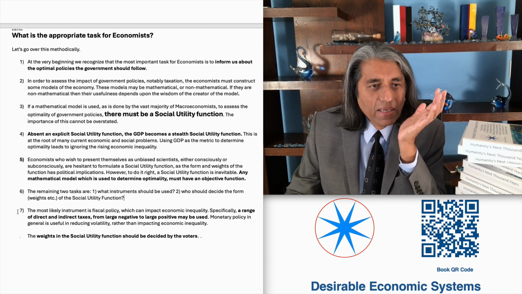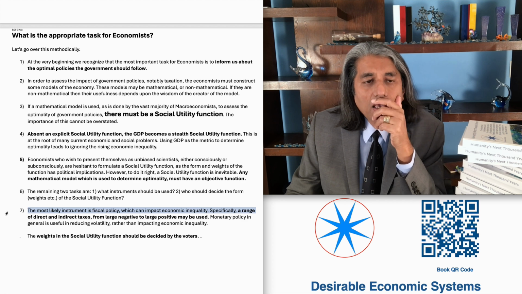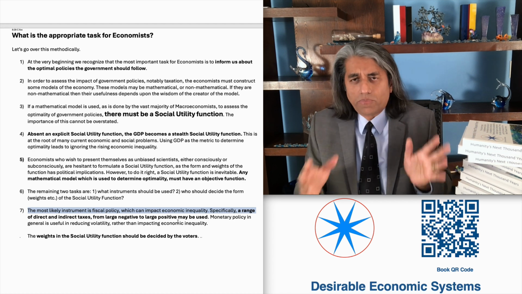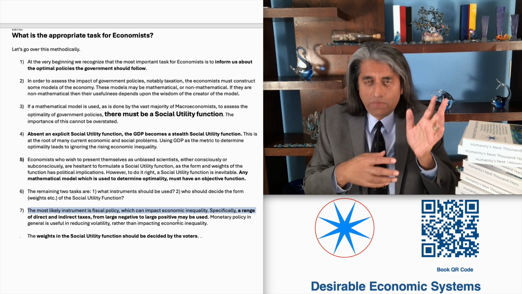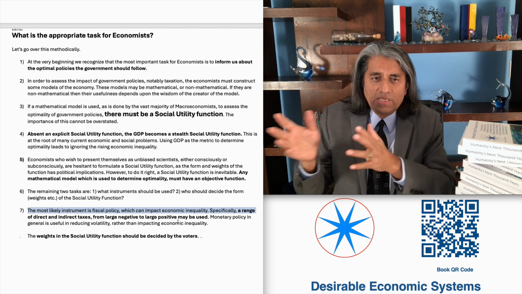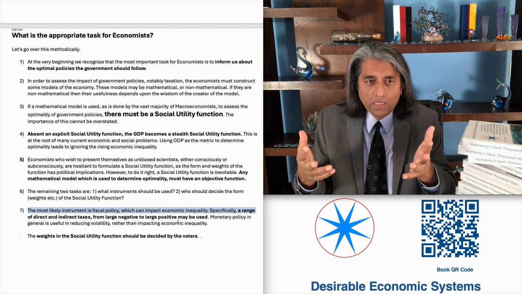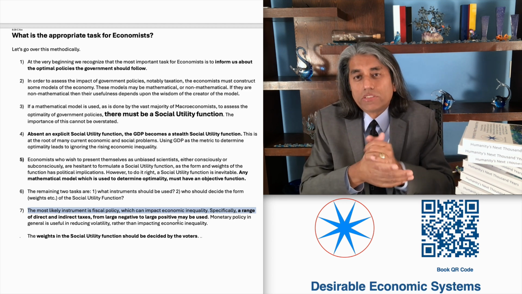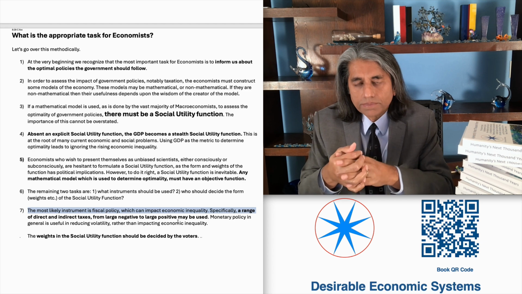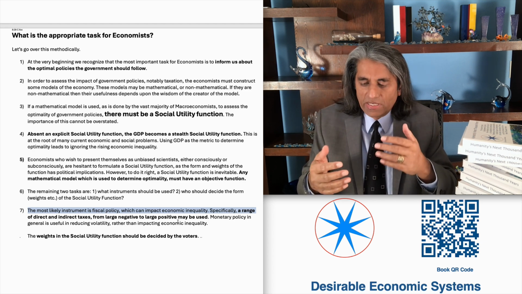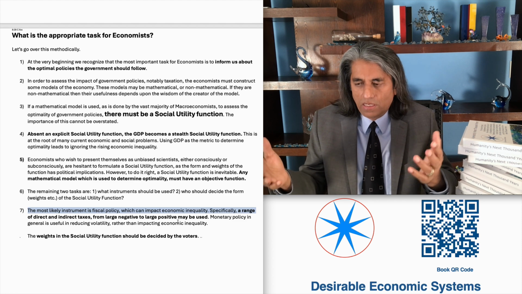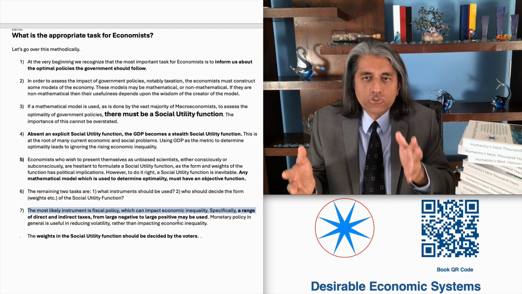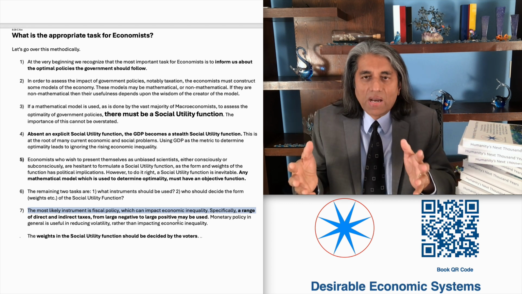Now the most likely instrument is fiscal policy. You can broadly divide economic policies into fiscal policy and monetary policy. In my opinion, monetary policy is essentially for stability, or for reducing volatility in the economy. It is fiscal policy, which is the government's taxation and spending policies, which is to be used as the instrument to maximize social utility.